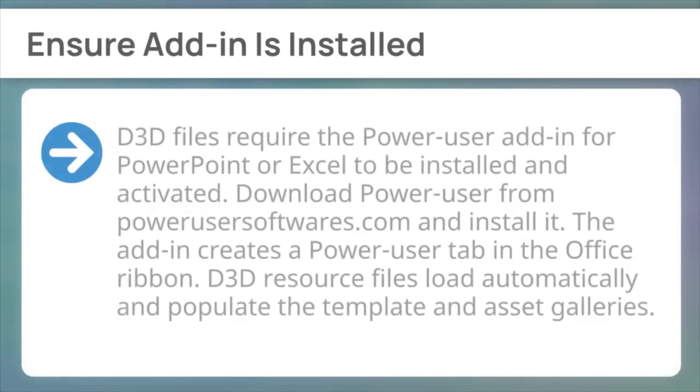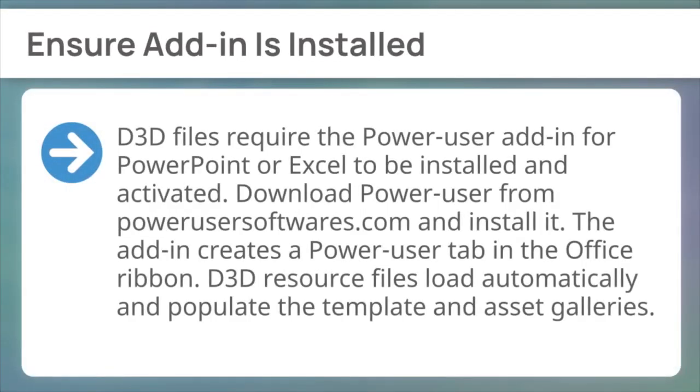First, ensure the add-in is installed. D3D files require the Power User add-in for PowerPoint or Excel to be installed and activated. Download Power User from powerusersoftwares.com and install it. The add-in creates a Power User tab in the Office ribbon. D3D resource files load automatically and populate the template and asset galleries.